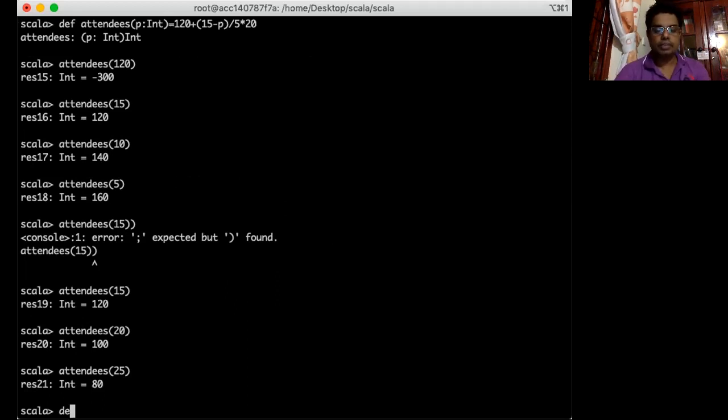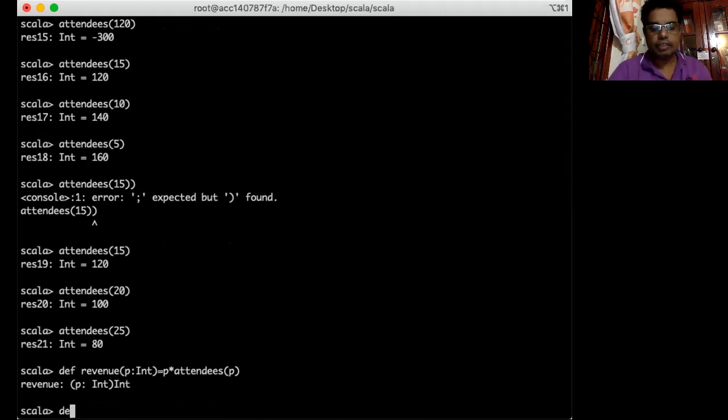So then I write a function to calculate the revenue. I pass the ticket price to this function. My revenue is totally a function of ticket price, that is P multiplied by attendees. Attendees we can calculate using our attendee function, by giving P. So the attendees function, after giving P, returns the number of attendees, I multiply that by P to get the revenue.